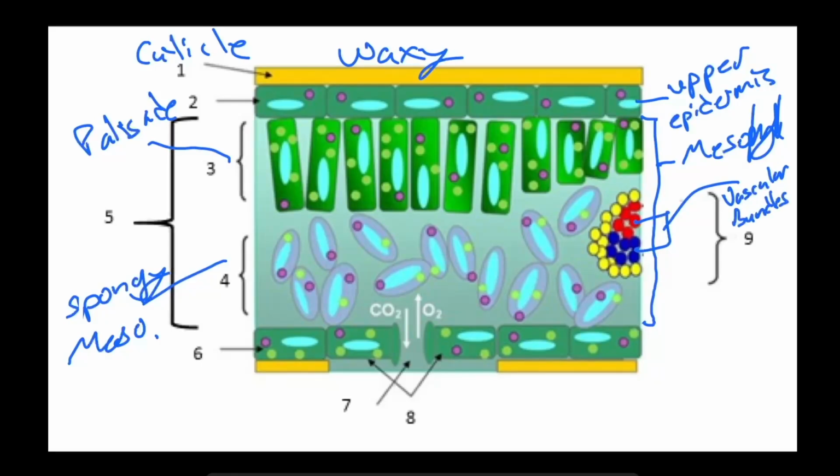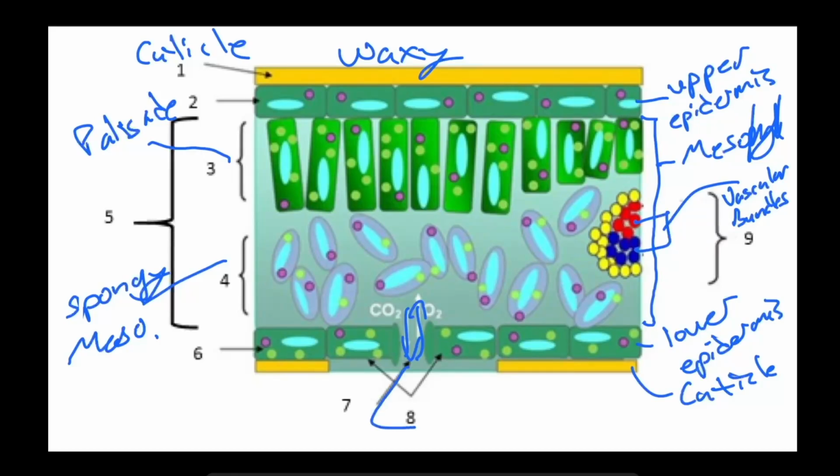Again, that's for water, food, hormone transport. And then coming down here, we have the lower epidermis. And then we have a cuticle on the bottom side of the leaf. And then here they show you this opening for CO2 and oxygen gas exchange. We call that the stoma.